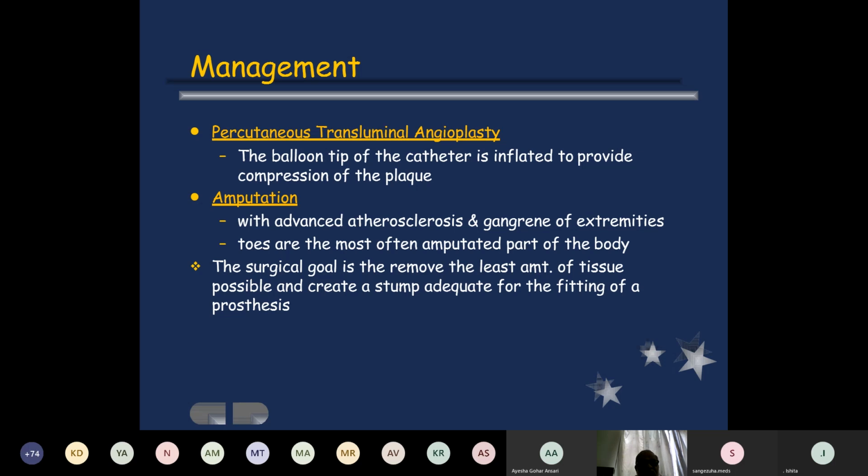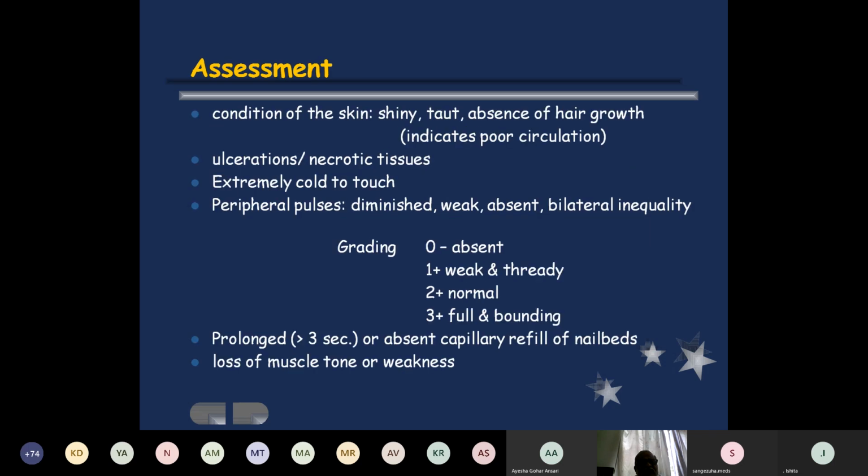And the most dreaded is amputation with advanced atherosclerosis. Gangrene of the extremities, toes are the most often amputated part of the body at the beginning. The surgical goal is to remove the least amount of tissue possible and create a stump adequate for fitting a prosthesis in a post-operative period.